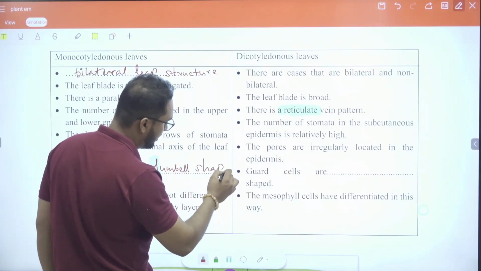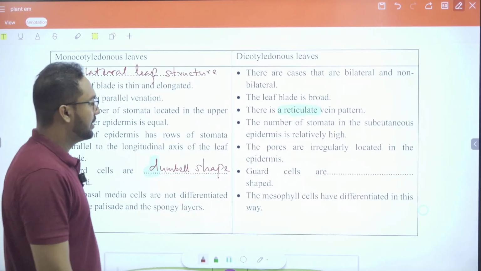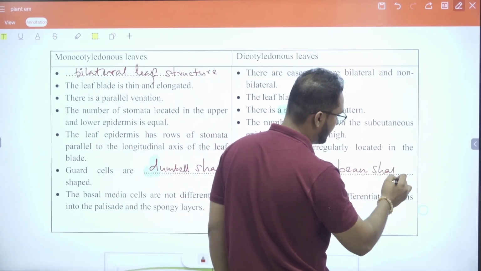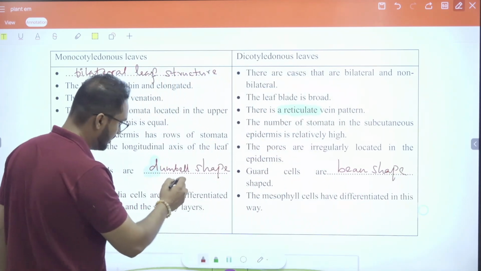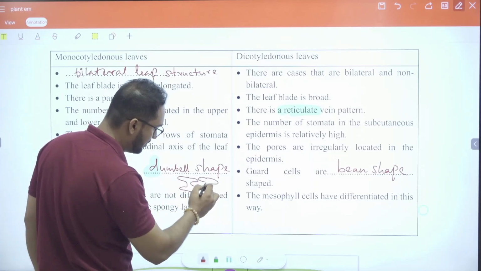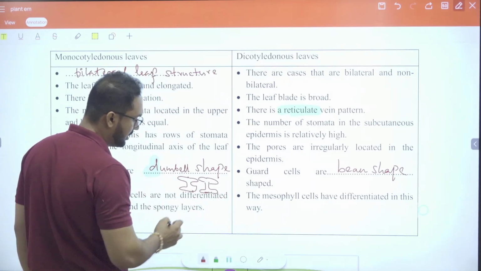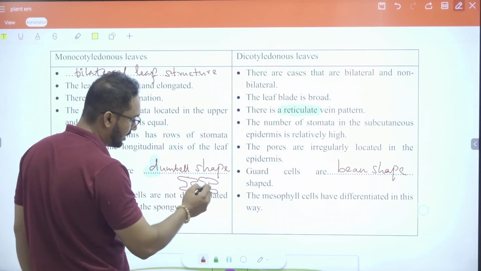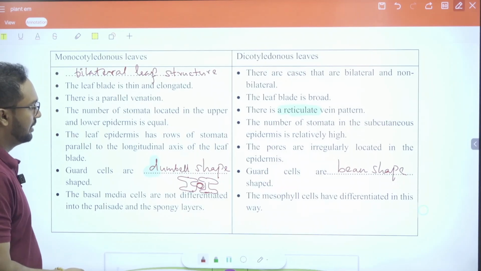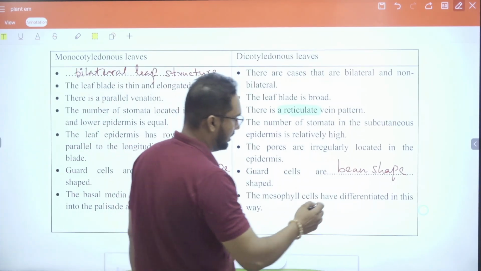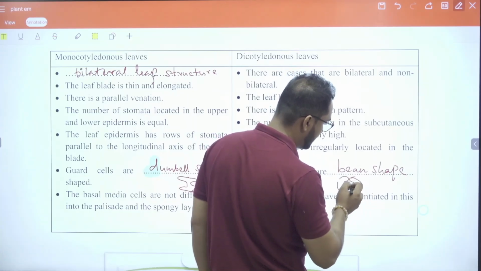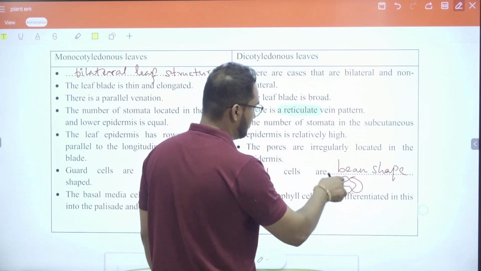They have dumbbell shape. And when we come to the dicotyledonous plants, it's mostly the bean shape, right? So these are the two shapes, like this is dumbbell shape. This is how the two guard cells are there, and this is the pore, the hole that the air transfers through, right? And when it comes to the dicotyledon plants, it's more like this, like the bean cells, and this is the pore where the air transfers, right?